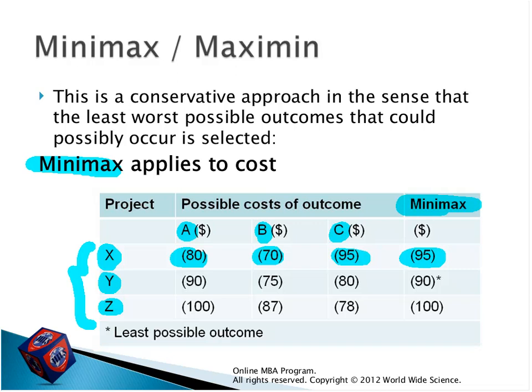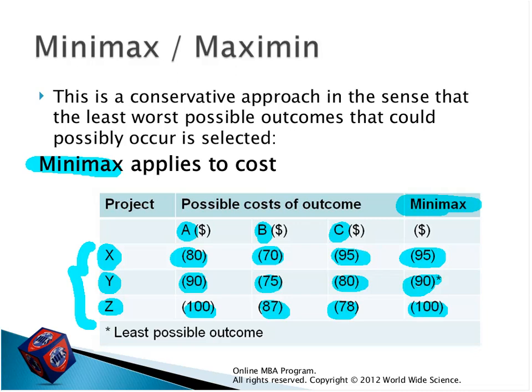So all the figures are negative because the possible outcomes are all costs. From project Y, we have three variations: 90, 75, and 80. The biggest cost from those variations is 90, right? And project Z is 100, 87, and 78. The variation with the biggest cost from project Z is, of course, 100.